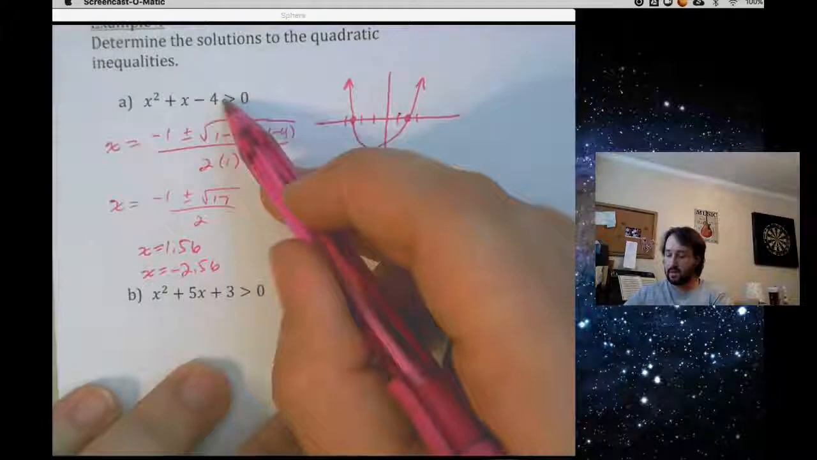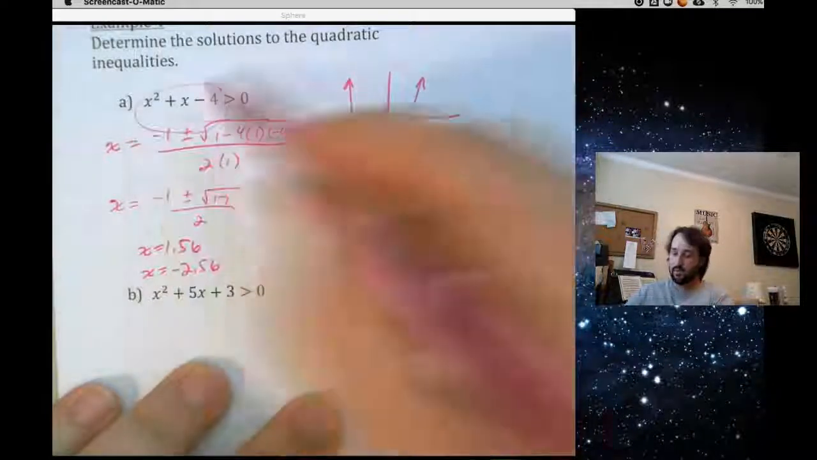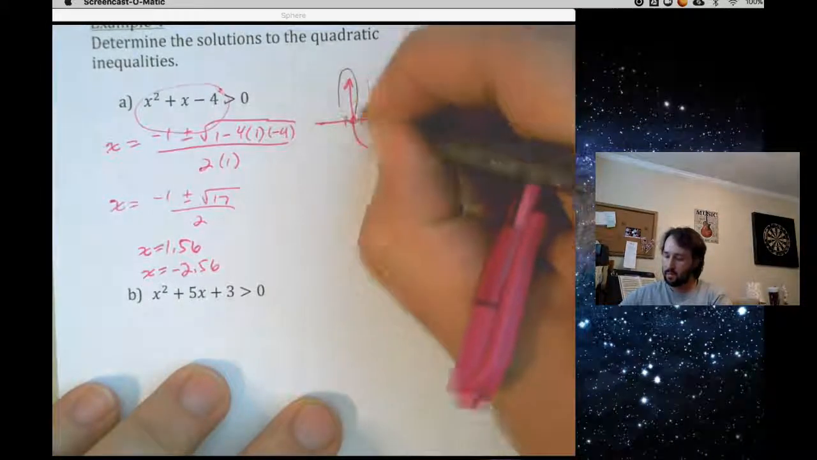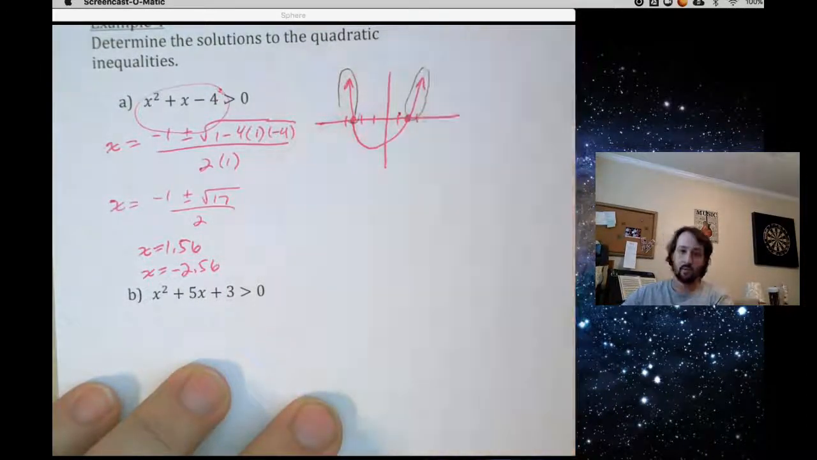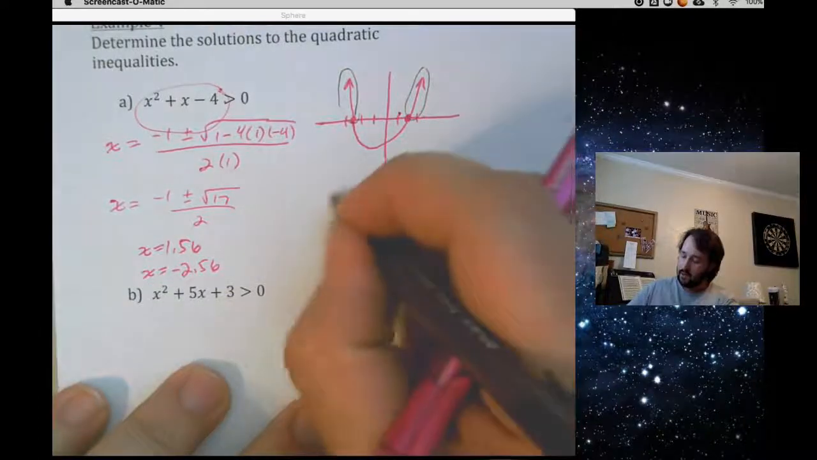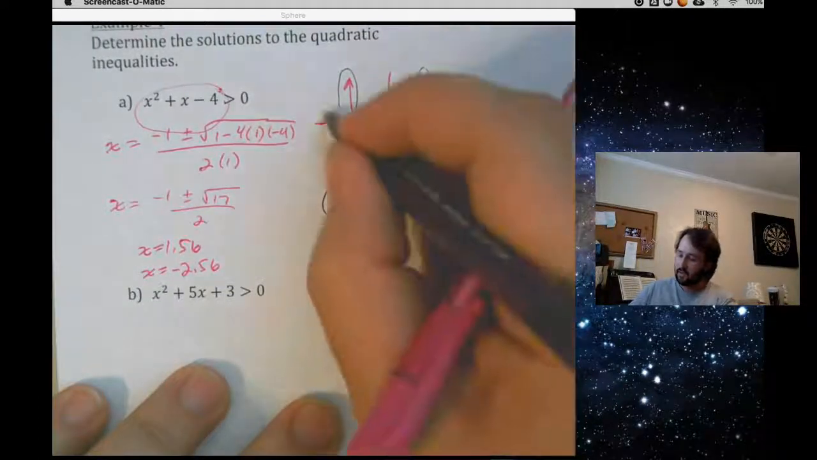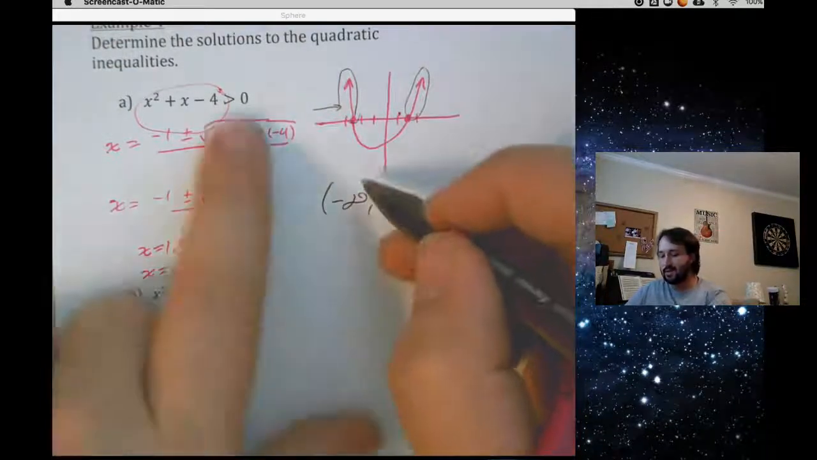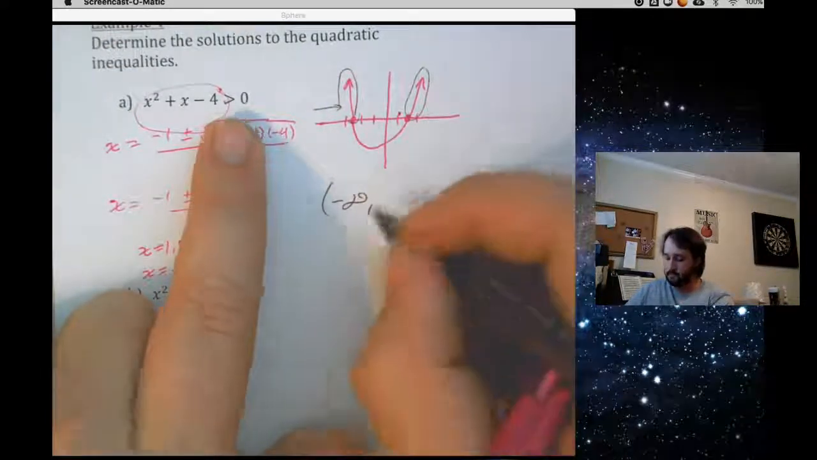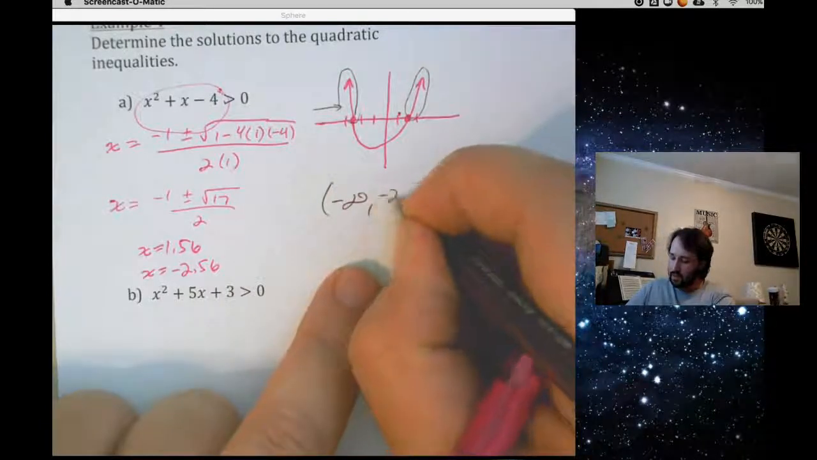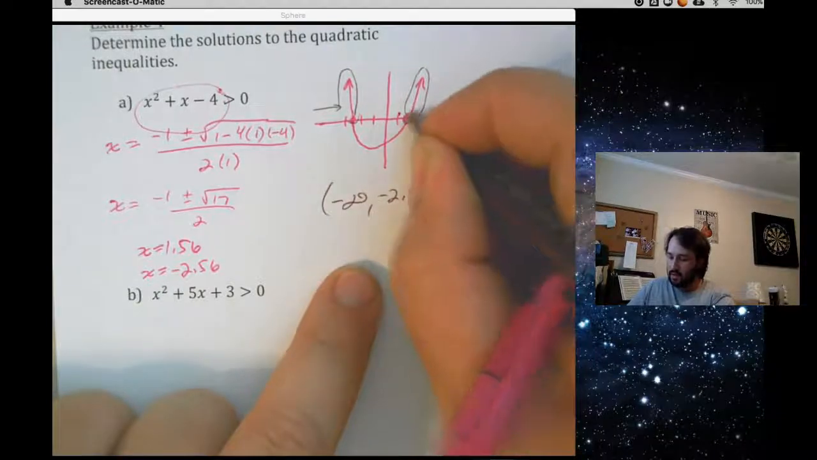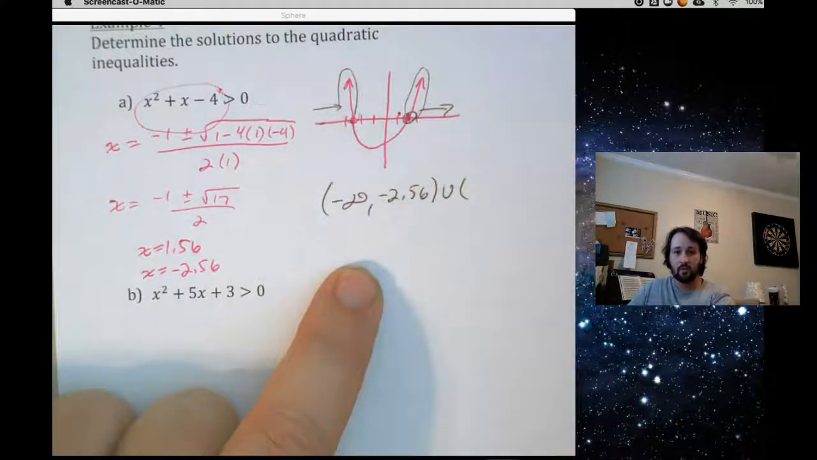So for this quadratic to be greater than 0, it's greater than 0 from this part and this part. So for my solution set, I would do negative infinity, right, because it's coming in from this way, going all the way up until that point. Notice it's not included, it's just greater than. So I need to go to negative 2.56, and then I need to include from this point on, because that is where it is also above the x-axis.